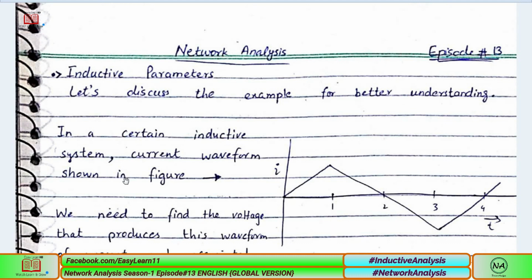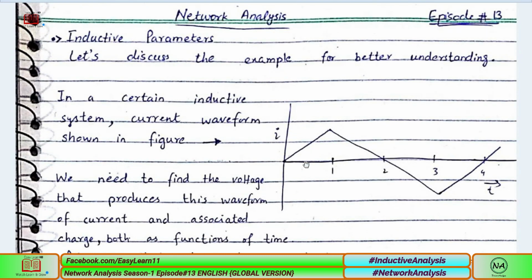First of all, we are just wrapping up the previous discussion about the second topic, the inductive parameters. We finally developed the voltage and current relationship in the previous episode. So we are now able to discuss an example case in today's discussion on inductive parameters. Let's discuss an example case for better understanding.